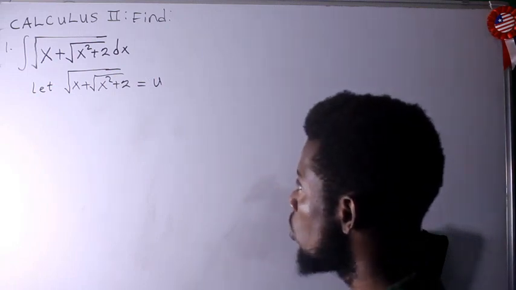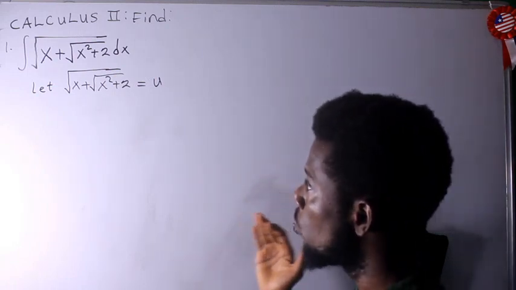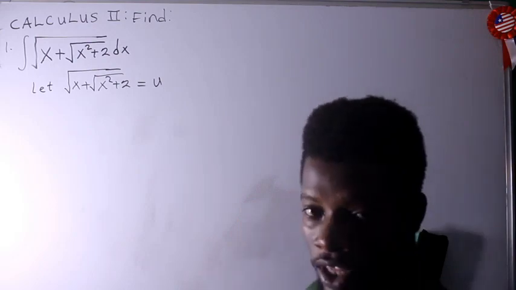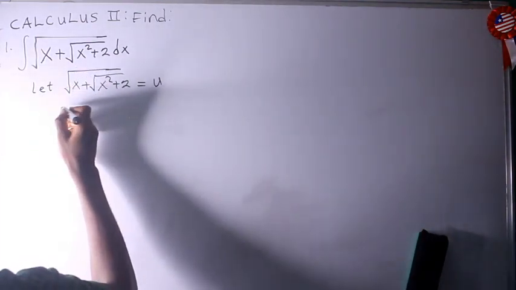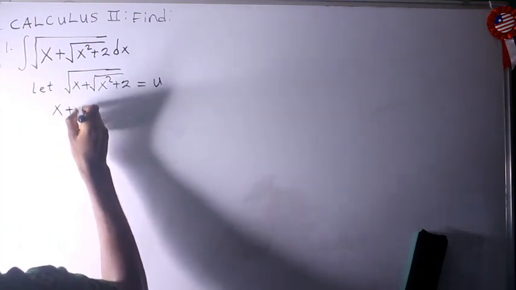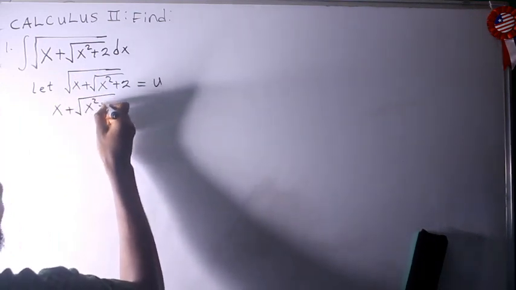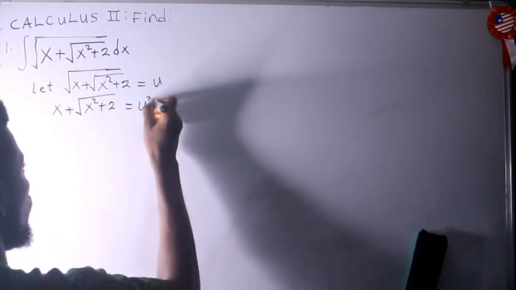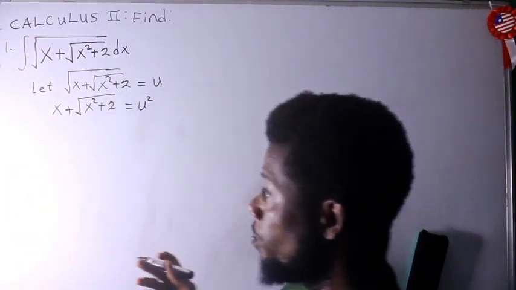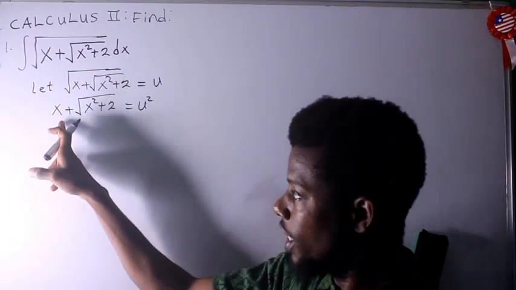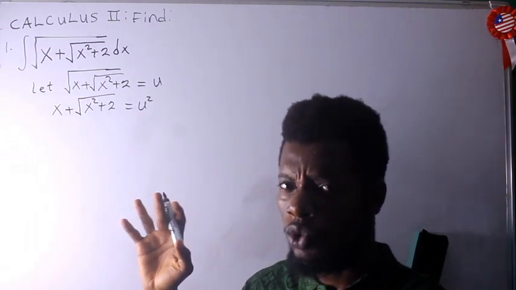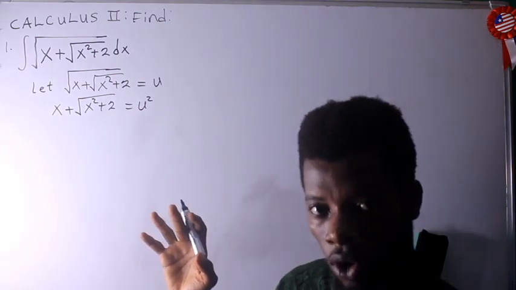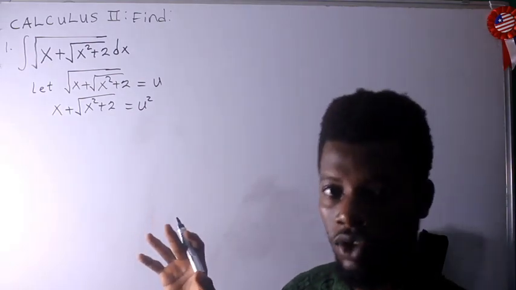Great. Once we are done with that, the next thing to do is to square both sides of this equation. To square both sides, we have this first square root cancelling, and we have x plus the square root of x squared plus 2 equals u squared. That's brilliant because we could send this x across, and someone is wondering, when we send the x across, how do we hope to get our dx? Hold on, and let's do that.